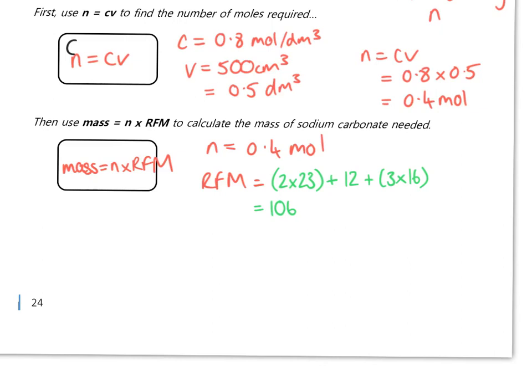Okay, last step is then just to put that into your equation. Mass equals N times Rfm. So 0.4 times by 106. Good. 42.4, and you're absolutely right. My units, if I've put it in correctly, should come out as grams. If it was an extremely large number, you could divide by 1,000 and turn it into kilograms. Okay, so those ones are the slightly more tricky ones where you have to use both equations.